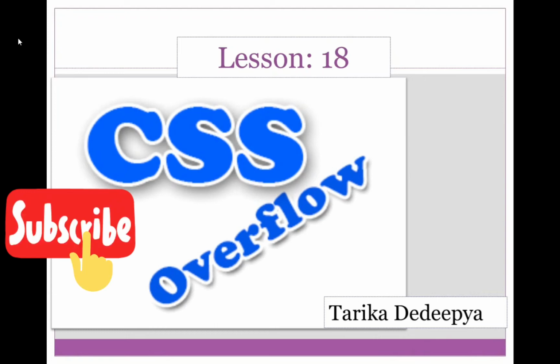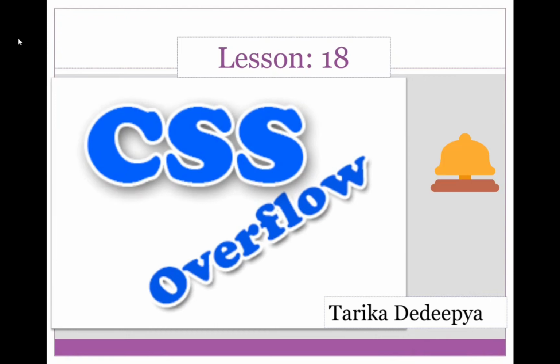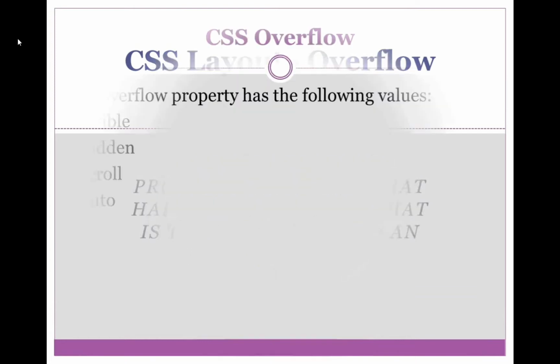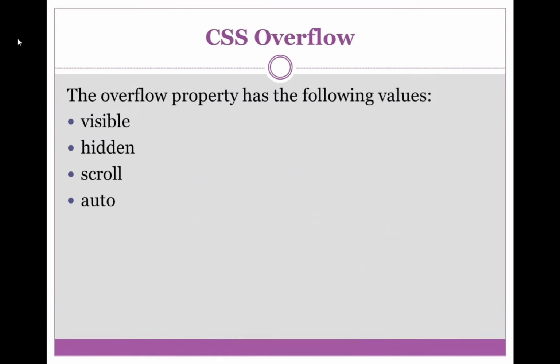So friends, today we are going to see about the CSS layout overflow, lesson number 18. In this, the CSS overflow property controls what happens to content that is too big to fit into an area. So for that, we have the CSS overflow, and this property specifies whether to clip the content or add a scroll bar when the content of an element is too big to fit in the specific area. The overflow property has the following values: visible, hidden, scroll and auto.